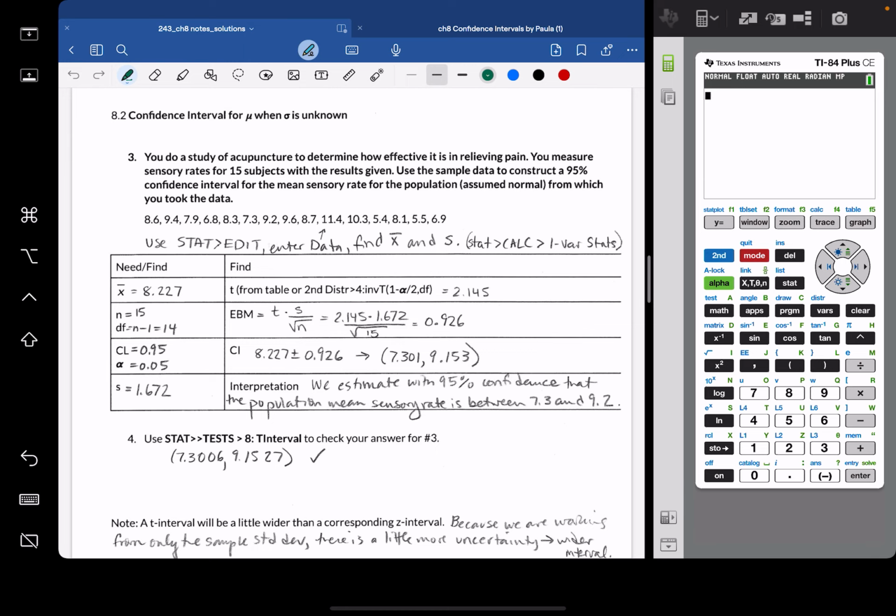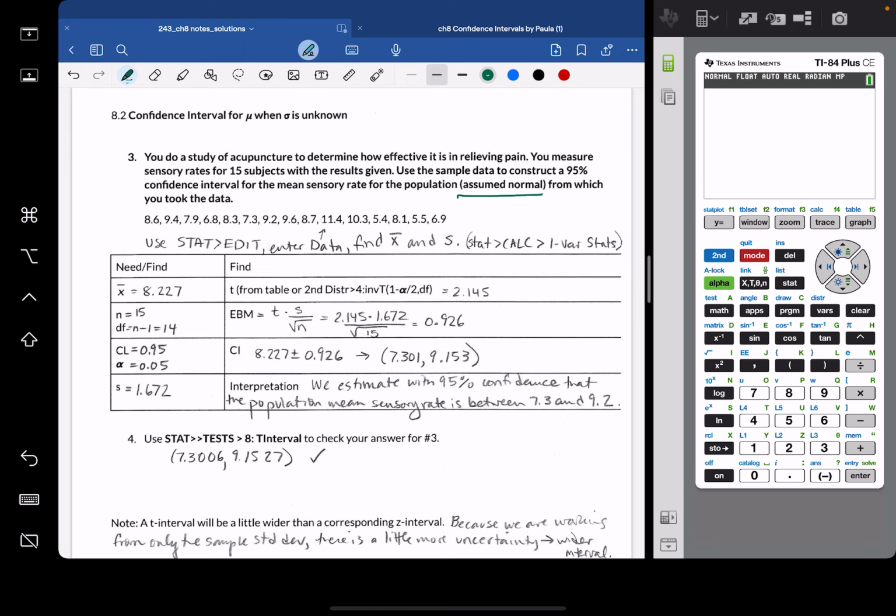So this is a situation where we're studying acupuncture and pain relief, and we have 15 data values. We are measuring sensory rates, which to me feels like a little bit of a vague word. I'm not exactly sure what sensory rate means, but if we're studying pain relief, then it must be some sort of a measure related to pain relief. We are going to use the sample data to construct a 95% confidence interval for the mean sensory rate for the population. And we assumed that the population is normally distributed.